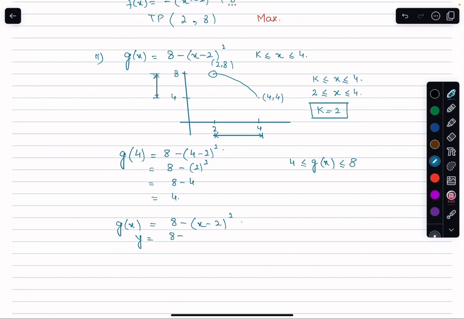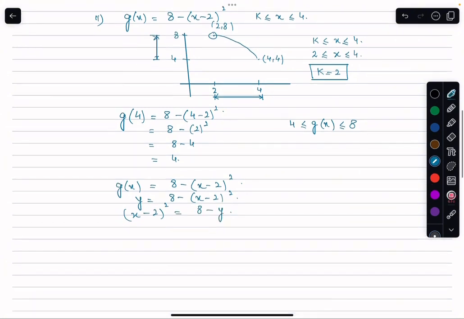Substituting with y, this becomes 8 minus (x minus 2) the whole square, and I can say that it's (x minus 2) the whole square. Bringing it to the left, it becomes positive, and this becomes 8 minus y. Taking the square root on both sides, this becomes x minus 2 equals plus minus root of 8 minus y, or I can say x equals 2 plus minus root of 8 minus y here. So for this g inverse, I know that it's 2 plus minus root of 8 minus x.